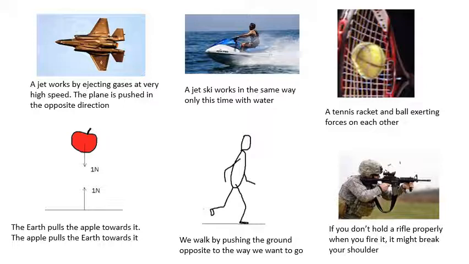So top left, a jet. Now, how do jets work and rockets? They work by ejecting gases at a very high speed. So there's big forces pushing the gases out the back of the rocket, and then from Newton's third law, the plane is pushed in the opposite direction. And then in the top middle, a jet ski is exactly the same. What it does is it chucks water out the back as fast as possible, lots of water coming out the back. So force on the water, that way you get pushed forward, Newton's third law.